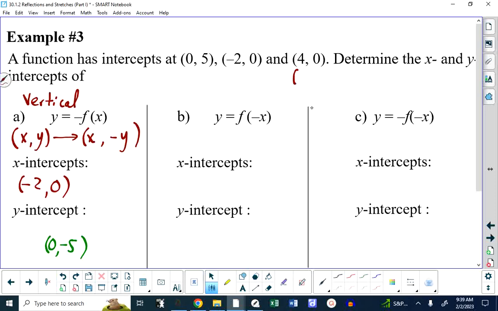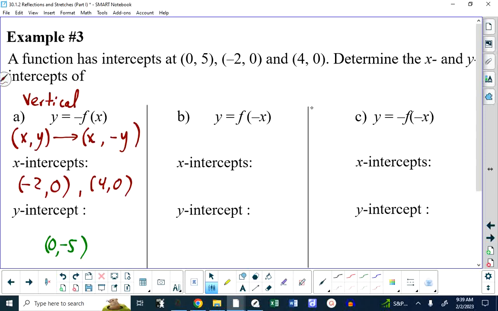Similarly here, this will not change because I'm only multiplying y by negative 1 for a, and that means that this will be the point that will be an x-intercept as well.